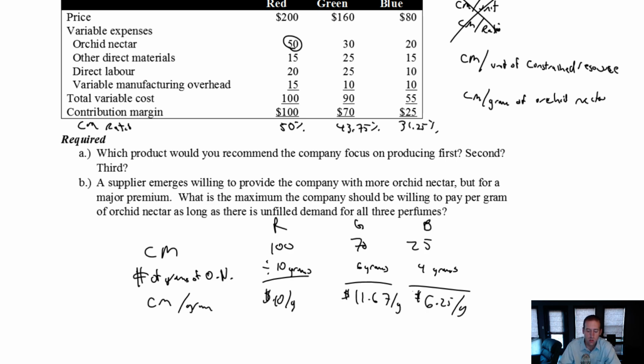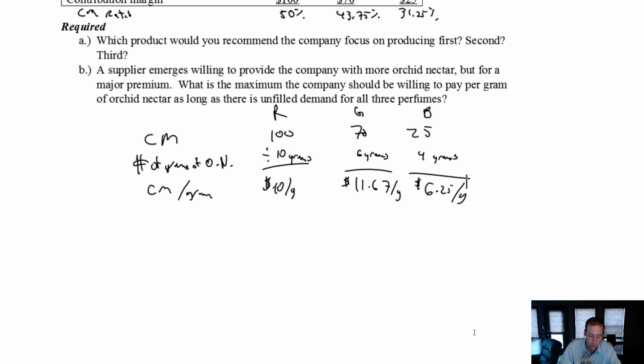So which one uses my constrained resource the best? Green, absolutely the best. We just divide by the number of units of whatever our constrained resource is. For a busy person, it would be hours, or it could be pounds or kilograms of a material. In this case, it's just grams of orchid nectar. So my first choice would be green. My second choice would be red. My third choice would be blue.